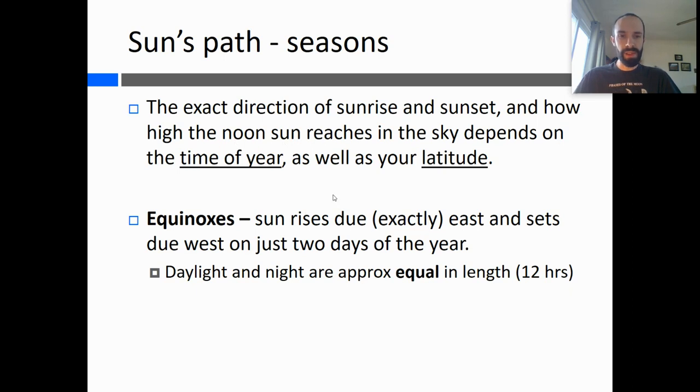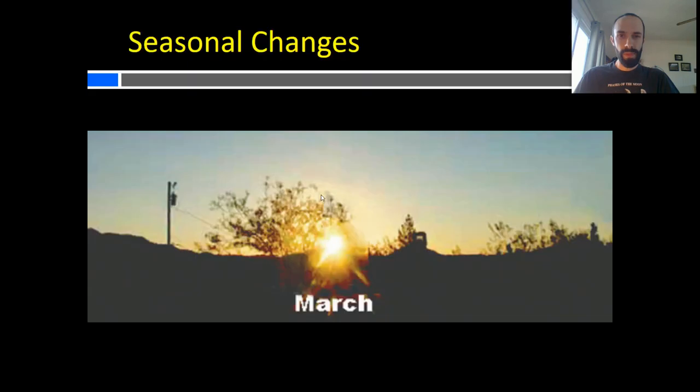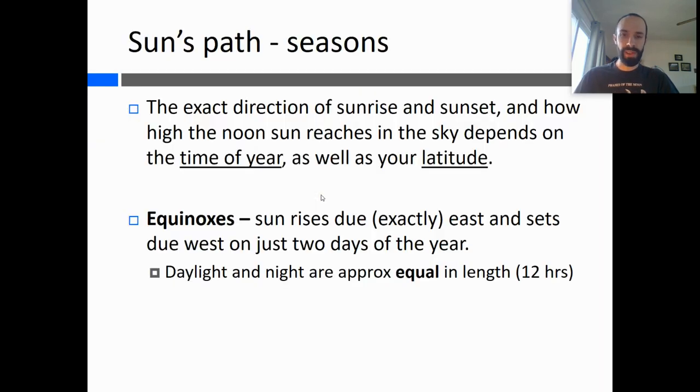Equinoxes. Equinoxes are 2 days of the year when the sun rises exactly east and sets exactly west. And I'm going to show you that right here. On the equinox, guys, the sun is out for exactly 12 hours, and the sun is below the horizon for exactly 12 hours. And so it's a day of equal night is what equinox means, okay? So 12 hours of daylight, 12 hours of night.